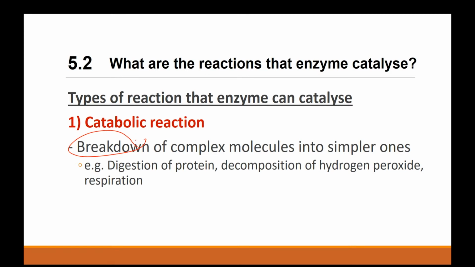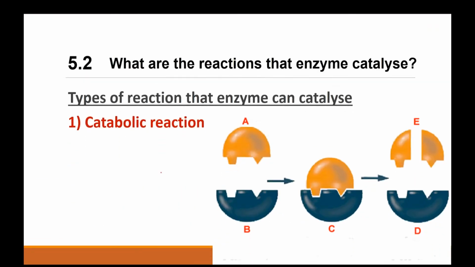Now, a very good example will be your digestion. Right, digestion is when you have big molecules being broken down into smaller molecules so that your body can absorb. Right, so this is a type of catabolic reaction. Now, over here I have a diagram to show you how a catabolic reaction looks like. Okay, so if you look at this diagram, do you still recall which are the enzymes? Right, so the enzymes are the one that's in the green image over here.